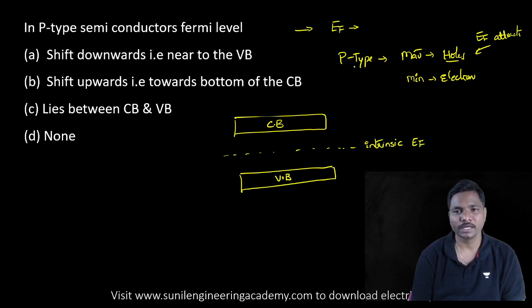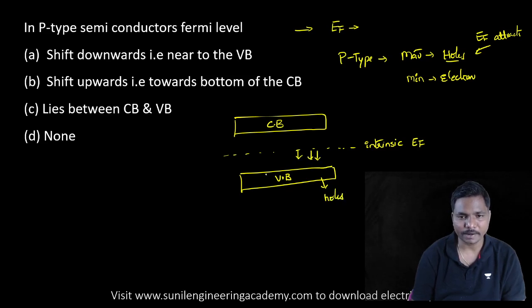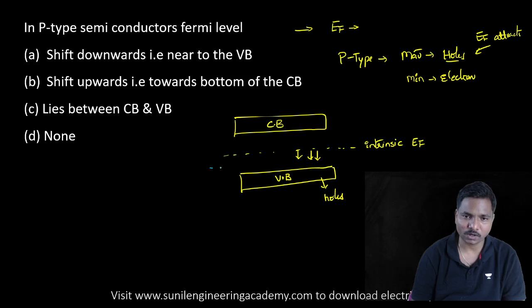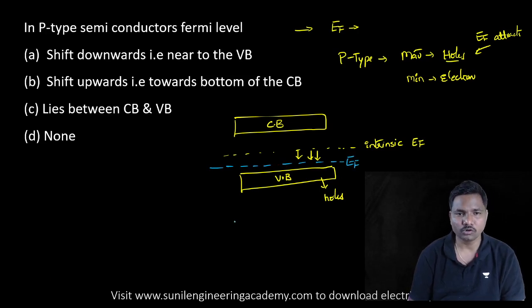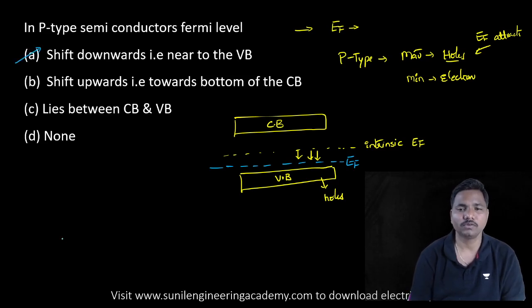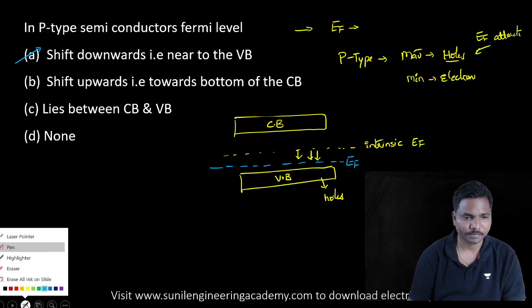Okay, so in the case of p type, the majority carriers are holes. Holes exist in the valence band, so the level will be shifted towards the valence band. The valence band has more holes, so that's why it is shifted downwards, near to the valence band.